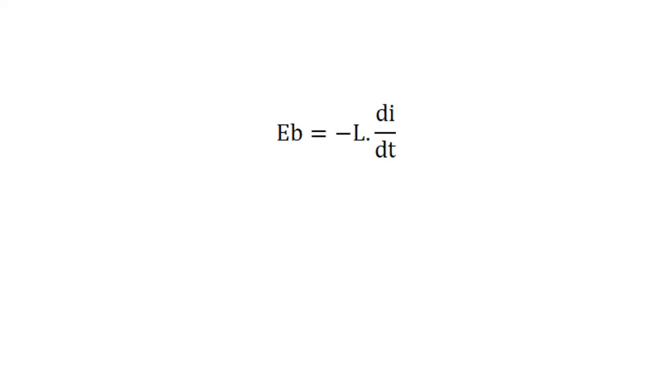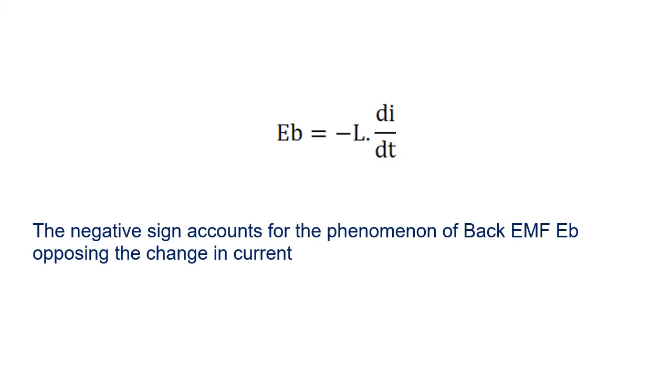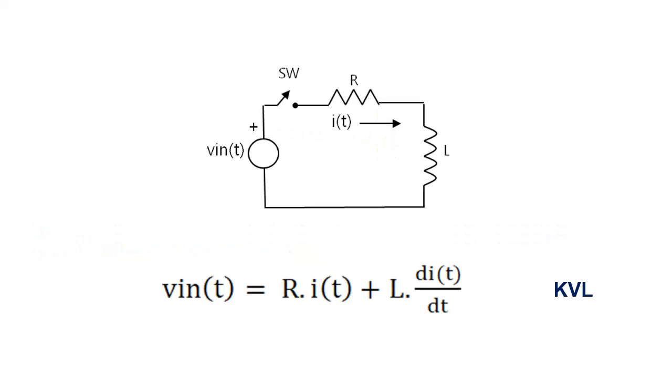The back EMF is a product of the inductance L, and rate of change of current dI/dt. The negative sign accounts for the phenomenon of back EMF opposing the change in current. The schematic of the series resistor-inductor circuit is shown, along with the KVL equation. Next we will use this equation to create our spreadsheet.